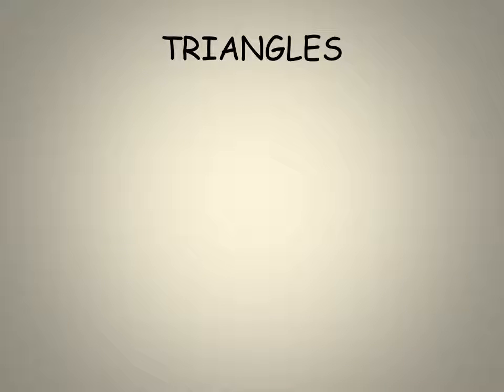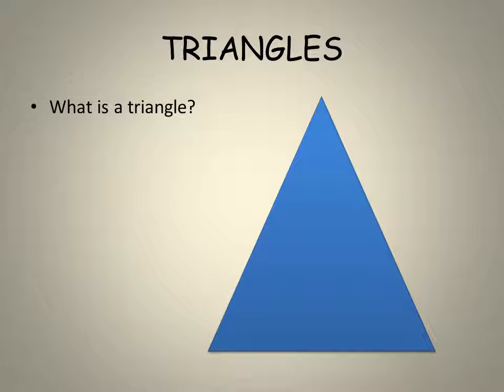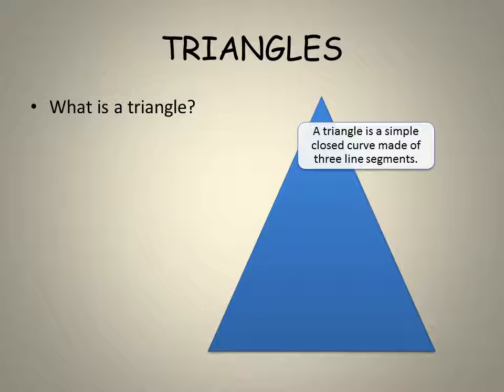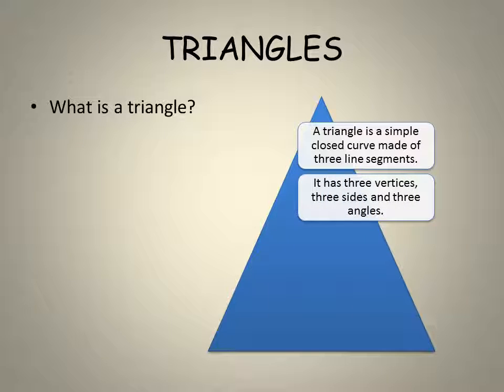So friends, what is a triangle? I know it is a very simple question, but there is no harm in brushing up. I know when the word triangle strikes your mind, this kind of shape is reflected in your mind, right? A triangle is a simple closed curve made of three line segments. It has three vertices, three sides and three angles.